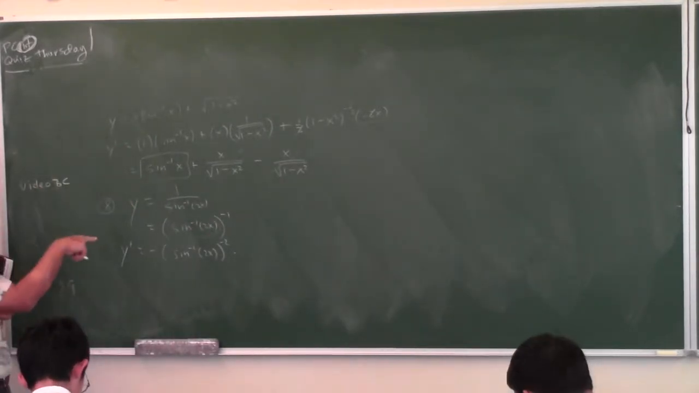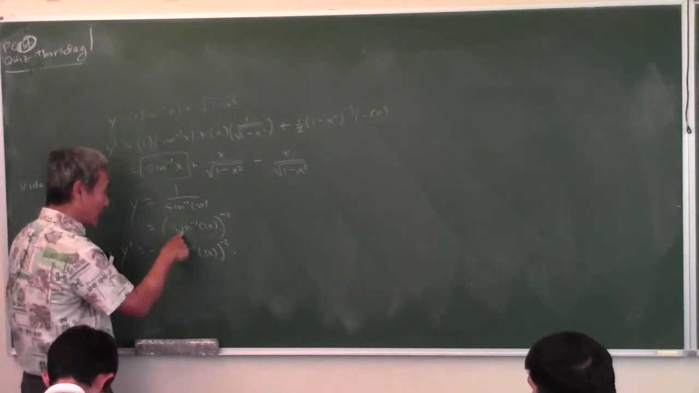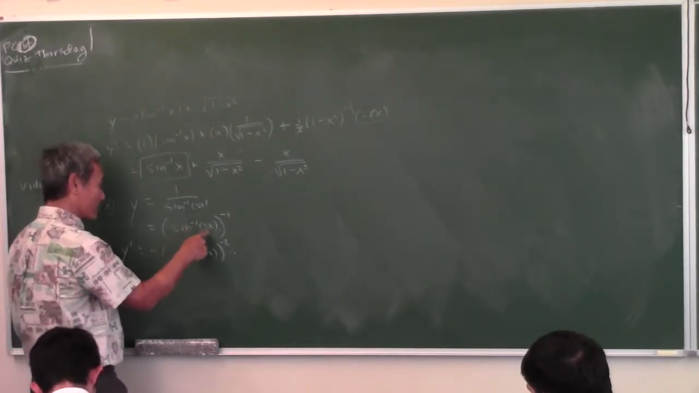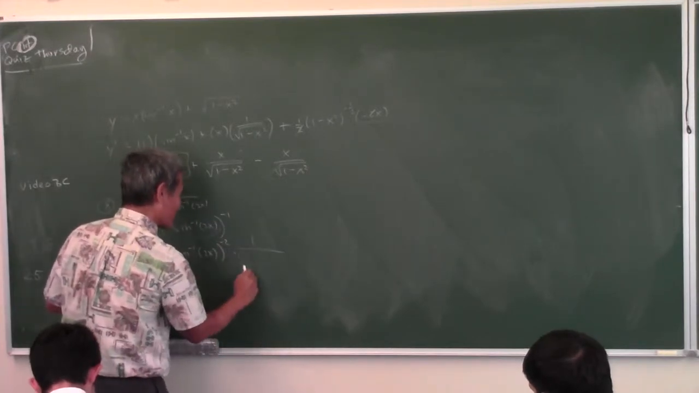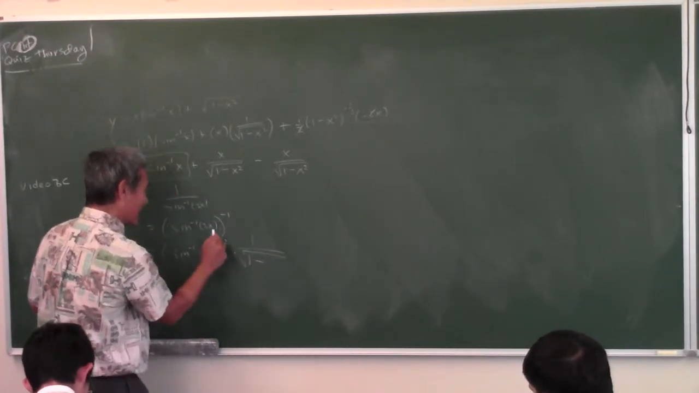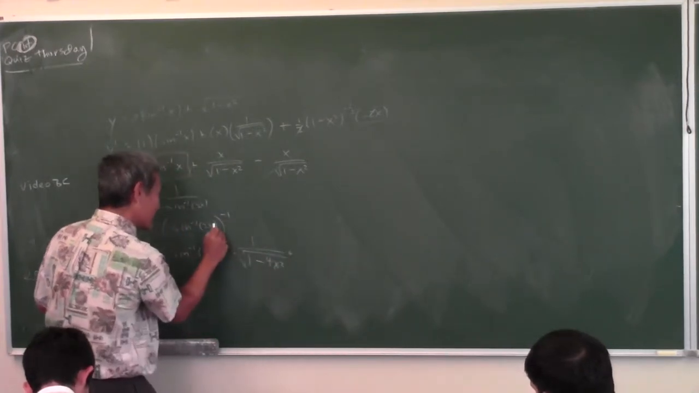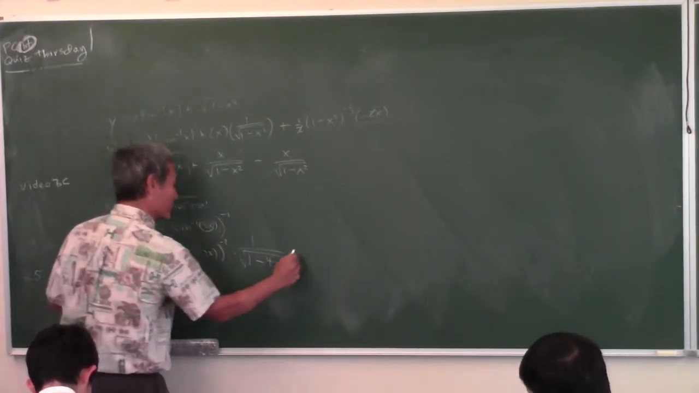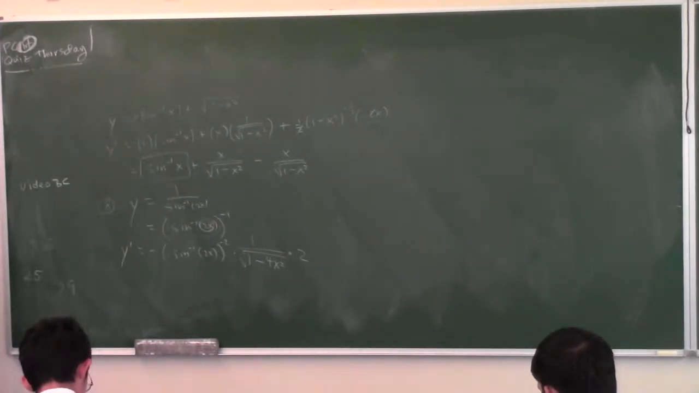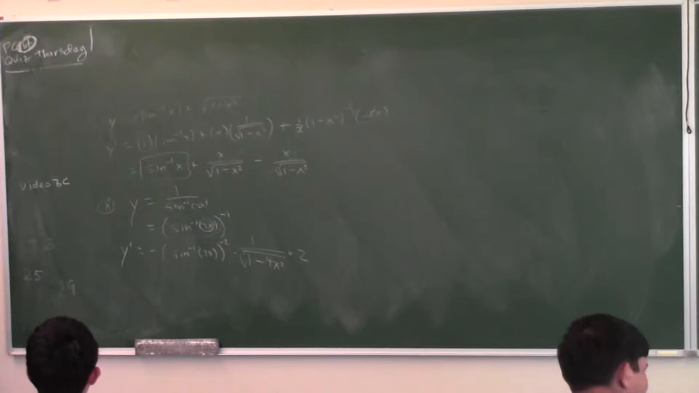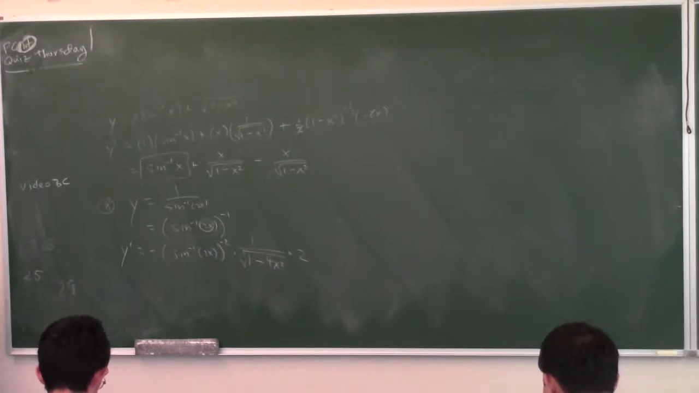Now, what's in the box? Sine inverse box. What's the derivative of sine inverse box? 1 over the square root of 1 minus box squared, times the derivative of that box, which is 2. And you really can't do much with that. There's no way that's on the test. That's too ugly.